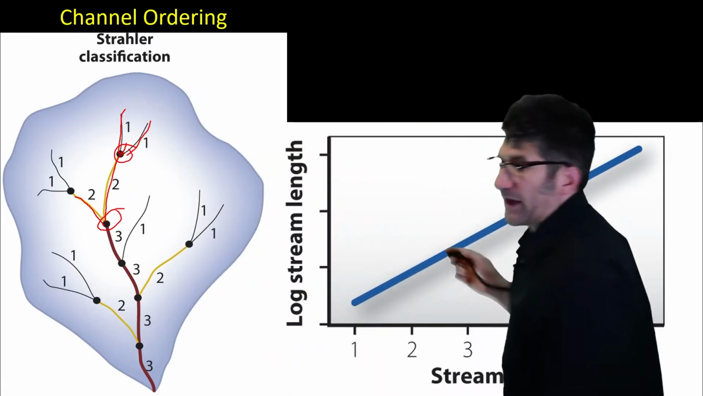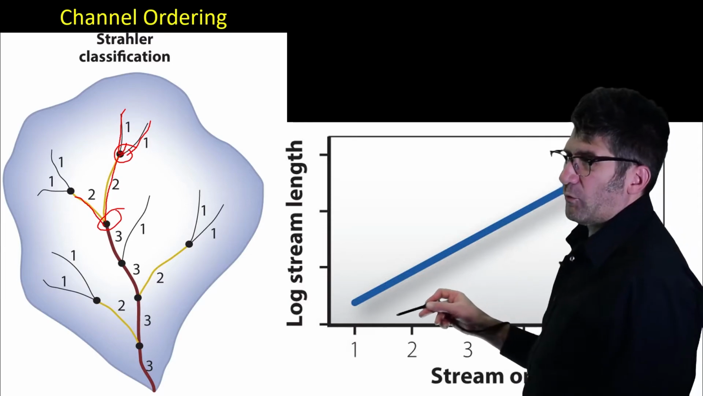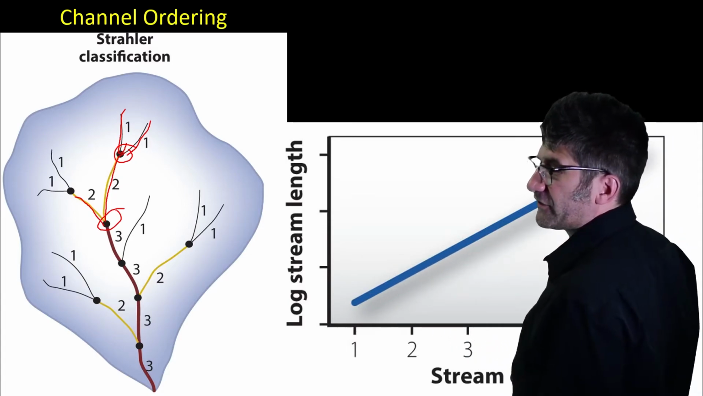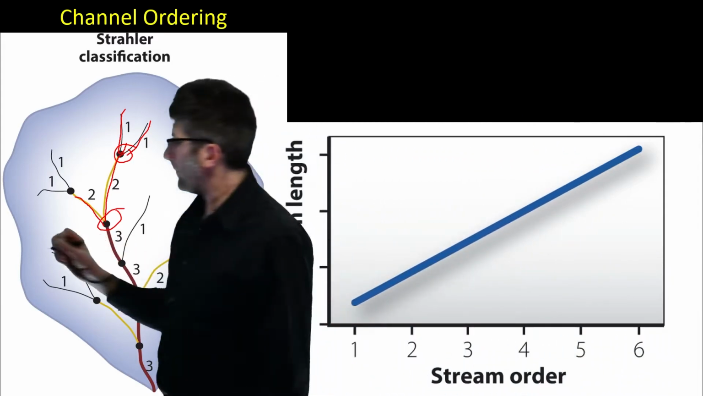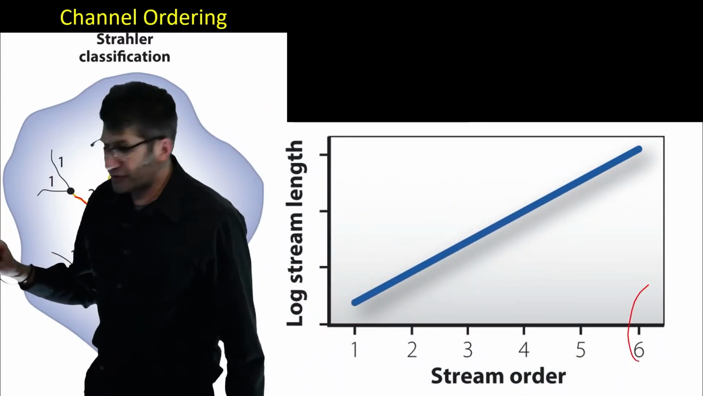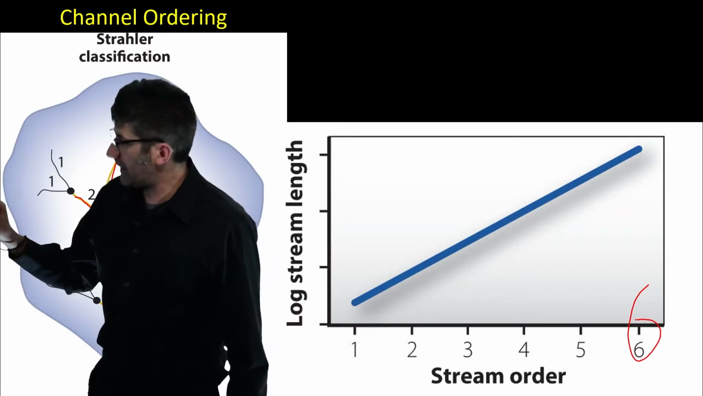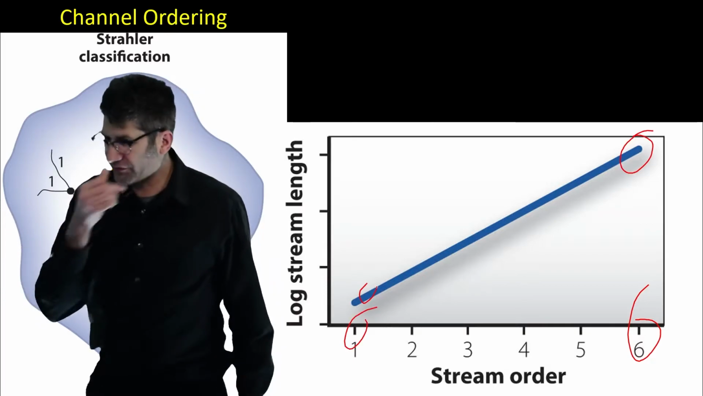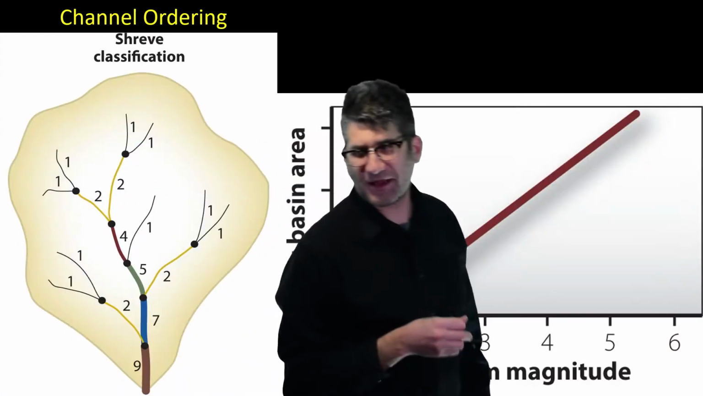When we think about stream orders, what we see is that the length of the stream increases with the stream order. So higher order streams end up with longer stream length than lower order streams. So this would be the Strahler classification method.